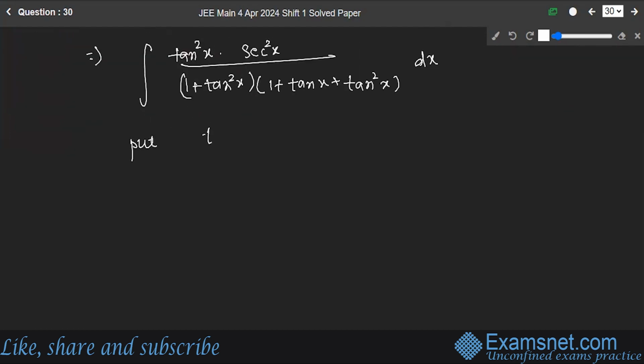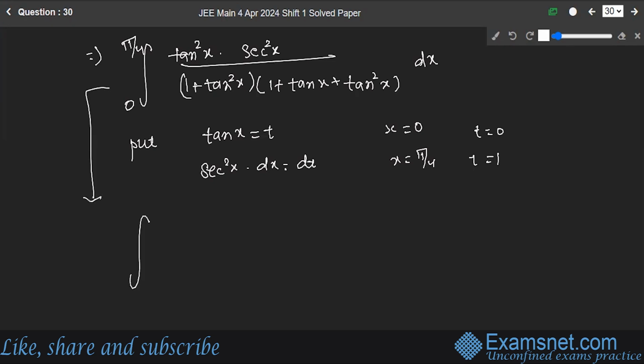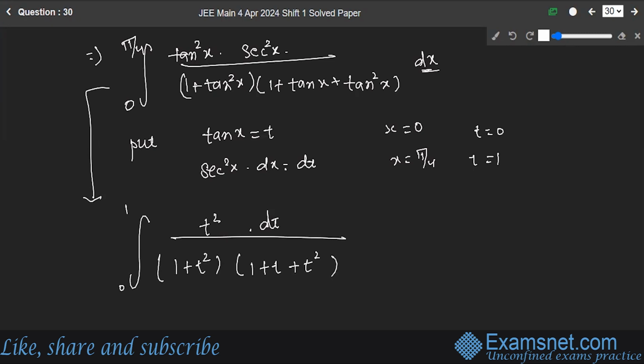Now let's do one thing. Put tangent x is equal to t. Differentiating both sides, you have secant square x dx is equal to dt. Now limits will also change. When x is equal to 0, then t will also be equal to 0. When x is equal to pi by 4, t will be equal to 1. Now this integral will become, limits will change from 0 to 1. This will be t square, and the secant square x dx will change into dt. This will be 1 plus t square, 1 plus t square.